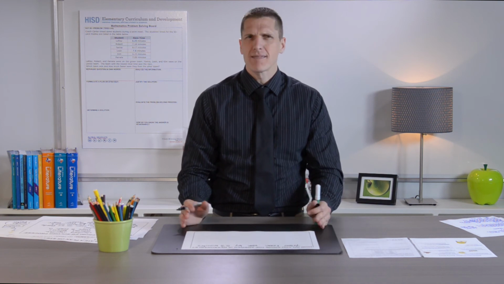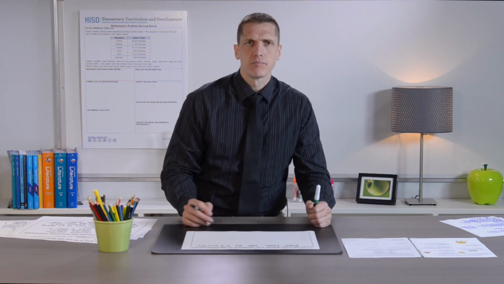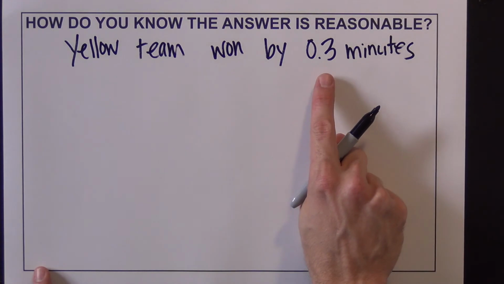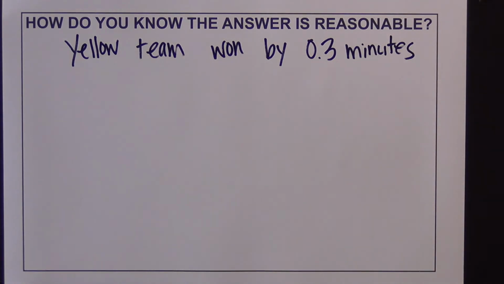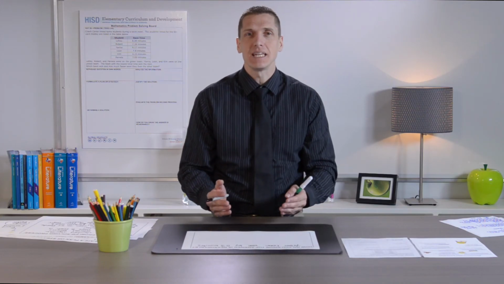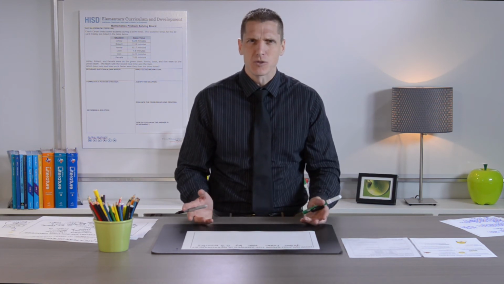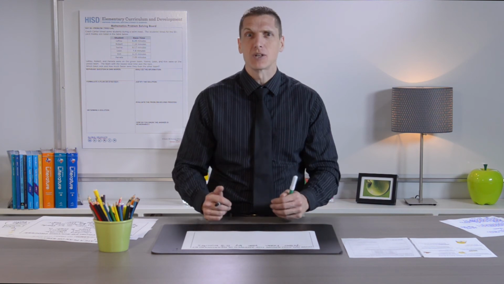One is I can think about the context of the problem. We're talking about a swim meet, a swim medley, where we have two teams competing. This difference of 3/10 of a minute is very little. The teams were pretty close together. That makes sense for a race. I would expect that the teams' times were very close. If I got an answer that was several minutes apart, I might be wondering if this was truly a swim meet where the teams are competing neck to neck.